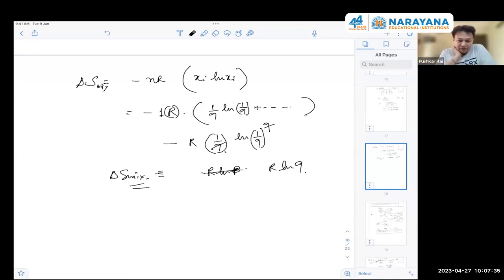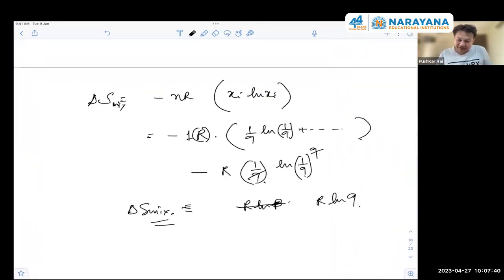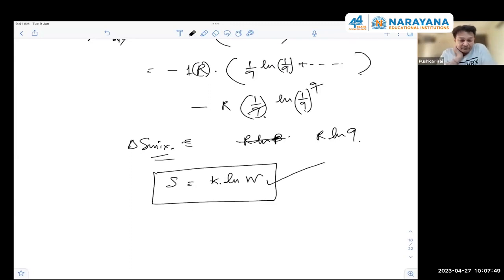This formula you know. So we can get the answer by this formula, and we can get the answer from S is equal to K ln W. So in fact I have proved how accurate this formula is.